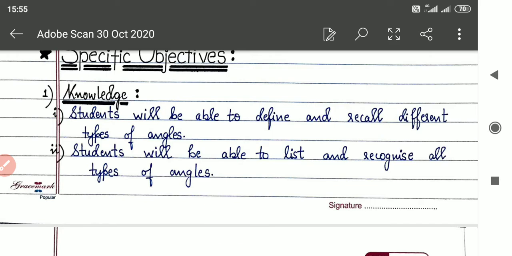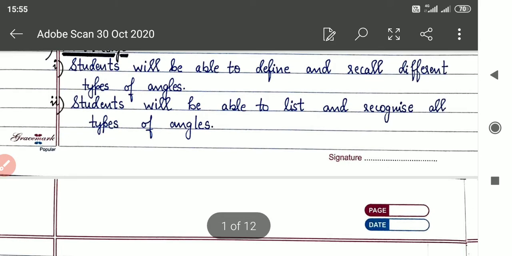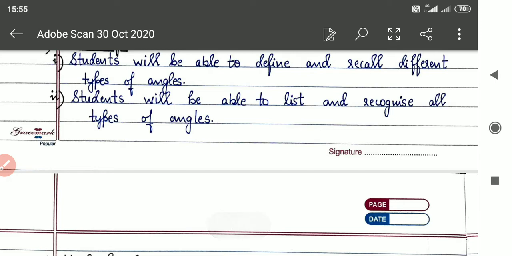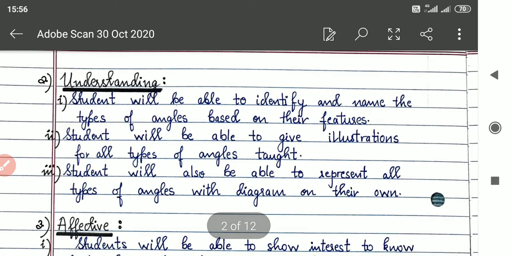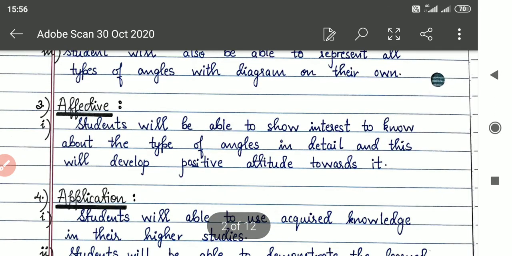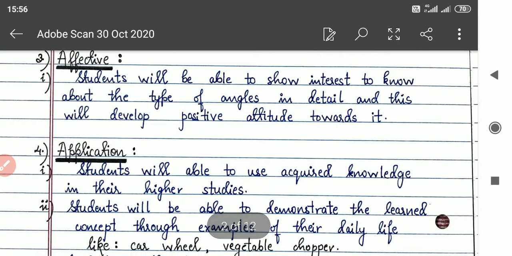The first specific objective, the domain we take, is the knowledge domain. Knowledge domain is the information given about the types of angles, and the students will be able to get that knowledge. Then we come to understanding, where the comprehending power of students is developed, where the students will be able to identify and give examples of various types of angles, because now they have understood the concept of types of angles.